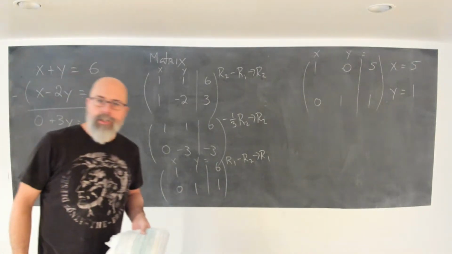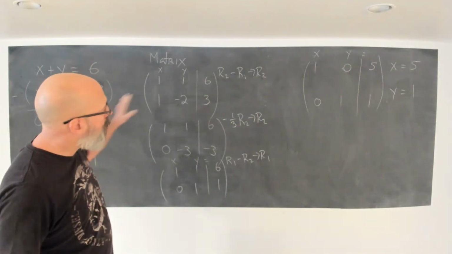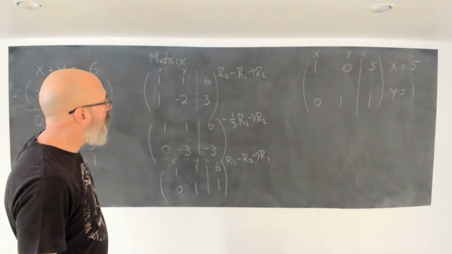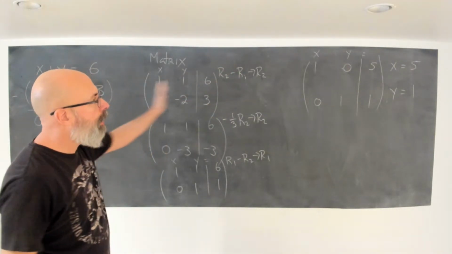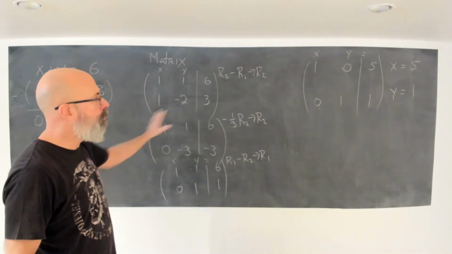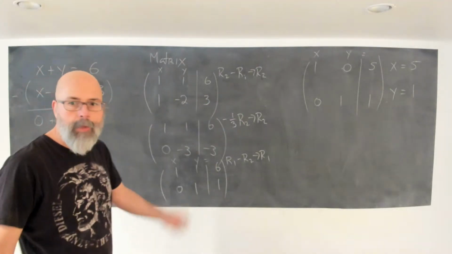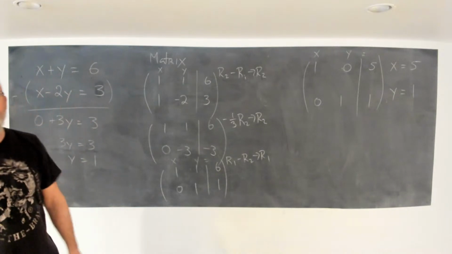Joseph is asking if it's acceptable to write the progression of the matrix horizontally instead of vertically. Absolutely. Sometimes you know that you only have 2 or 3 row operations to do, and they can all fit on the same line. Go ahead and do it. Nothing wrong with that.